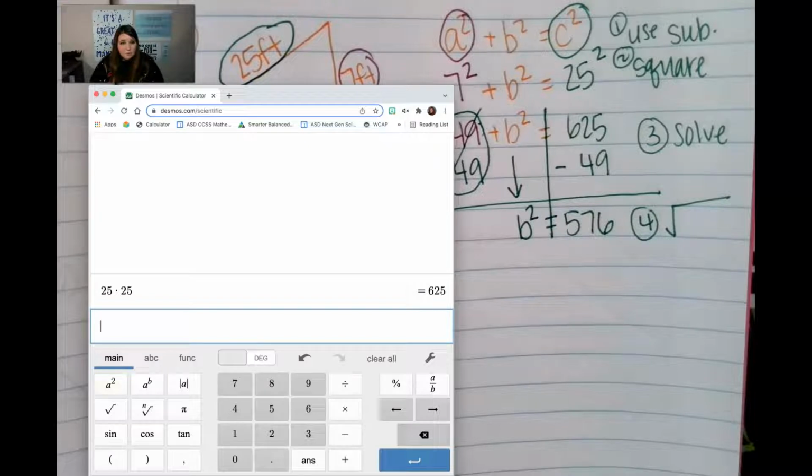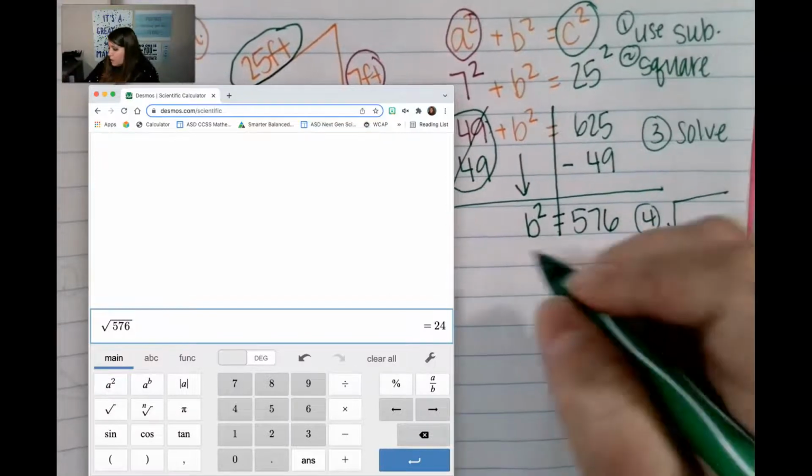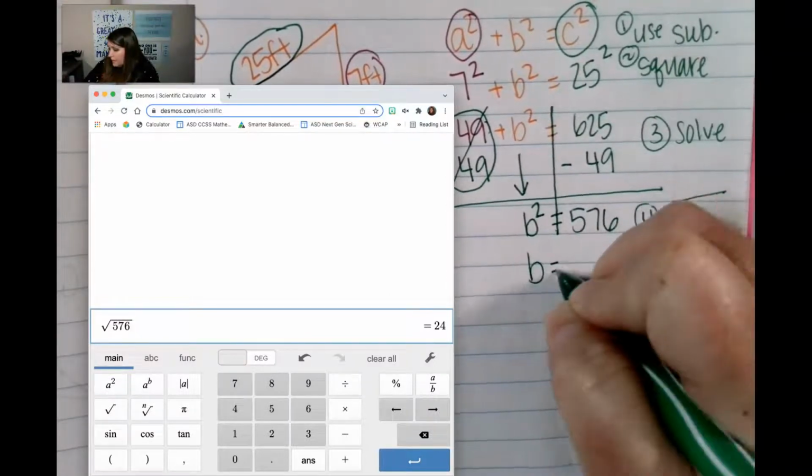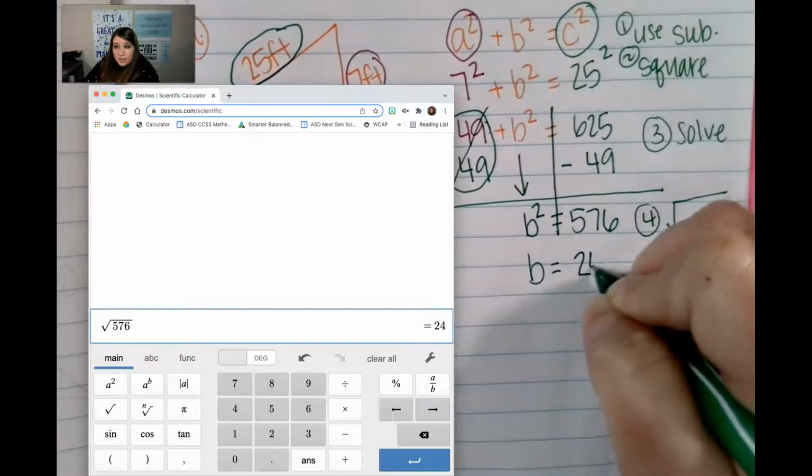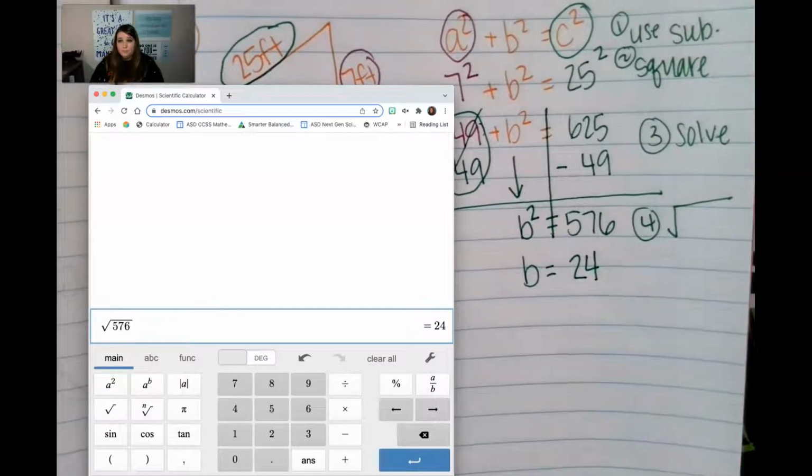So let's get rid of all this. And we are going to find the square root of 576. And that gives me an answer of 24. So B equals 24.